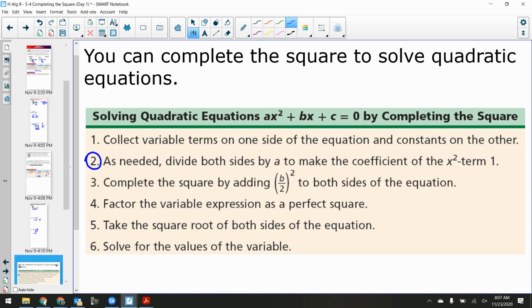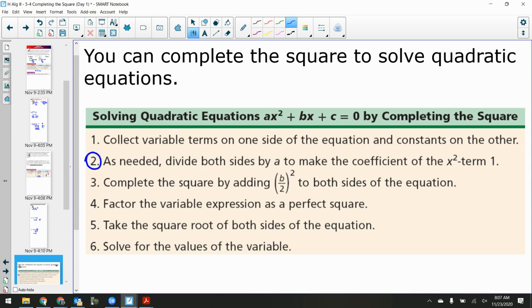Because you can't complete the square if there is a number out front. If it's like a 2x squared, you can't complete the square. You've got to do something to it. What do you do? Well, you divide through by whatever's in front. Everybody gets divided through by that value.